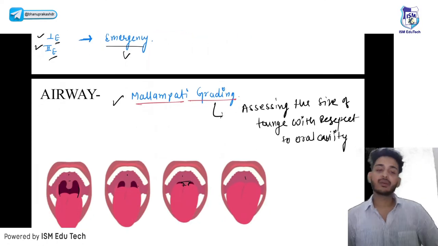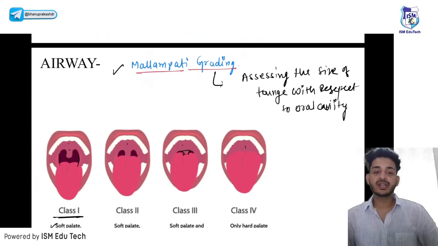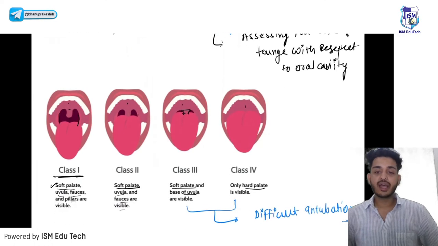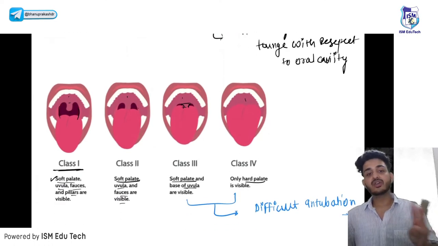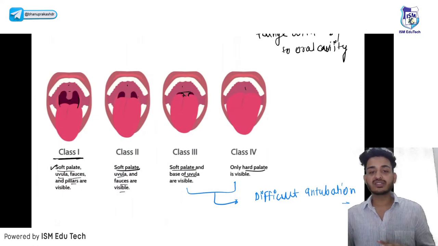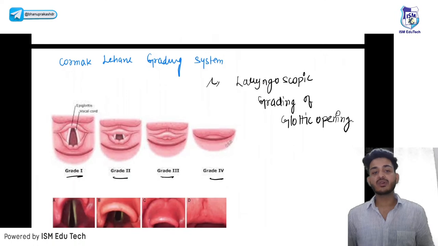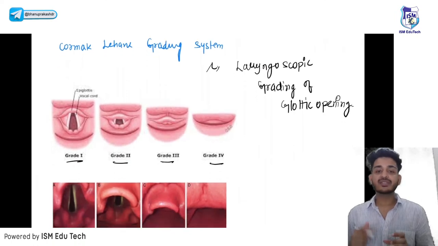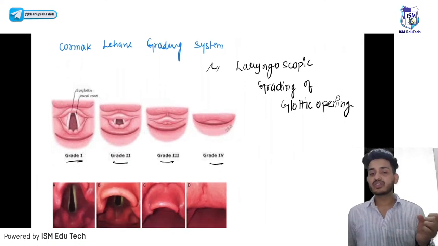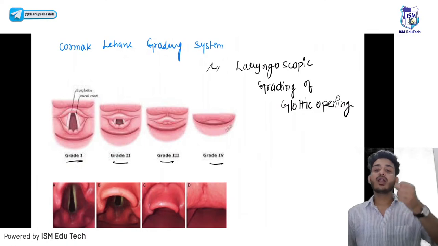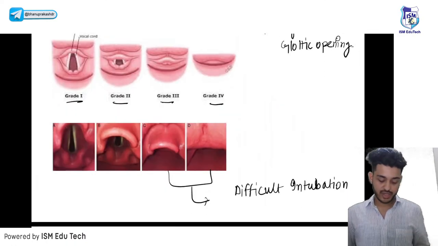In airway, you need to remember about the Mallampati grading. Mallampati grading is for difficult airway intubation, right? Grade 1, 2, 3, 4 are there. 3 and 4 are considered as difficult intubation. In Cormack-Lehane grading, we have seen about difficult intubation again, but this is laryngoscopic. Laryngoscope, which hand do we hold it in? It should be the left hand, you will do like that, okay?